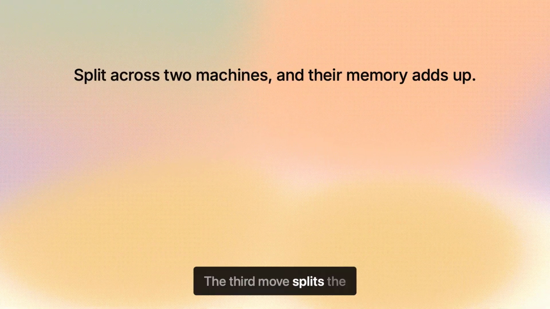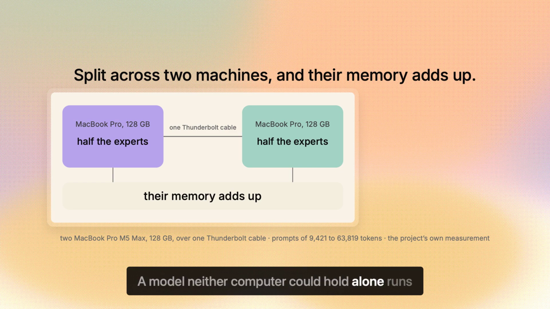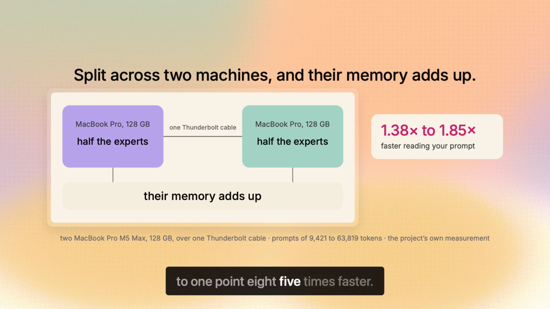The third move splits the model across 2 computers. Half the experts live on each machine, so their memory adds up. A model neither computer could hold alone runs across the pair. Both machines also read your prompt at once, and the project measured that step at up to 1.85 times faster.